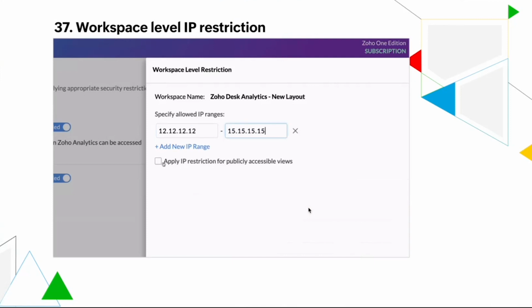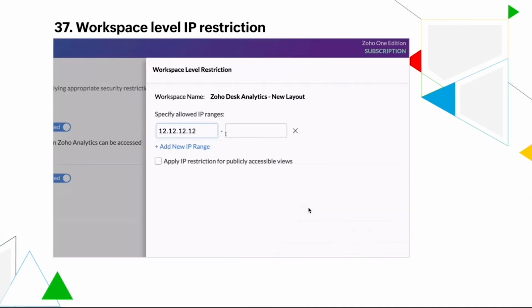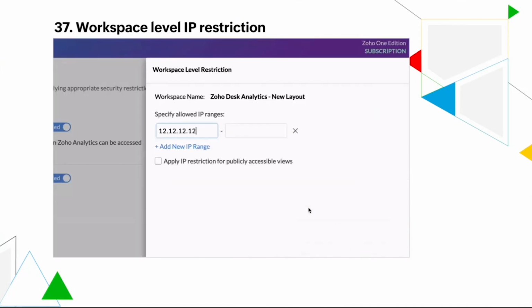Previously, IP restrictions were set at organization level, but now we have enhanced its capability by allowing you to set restrictions at workspace level as well. Now, you can set an individual IP range for every workspace. This will allow you to fine tune your security settings based on your unique needs.